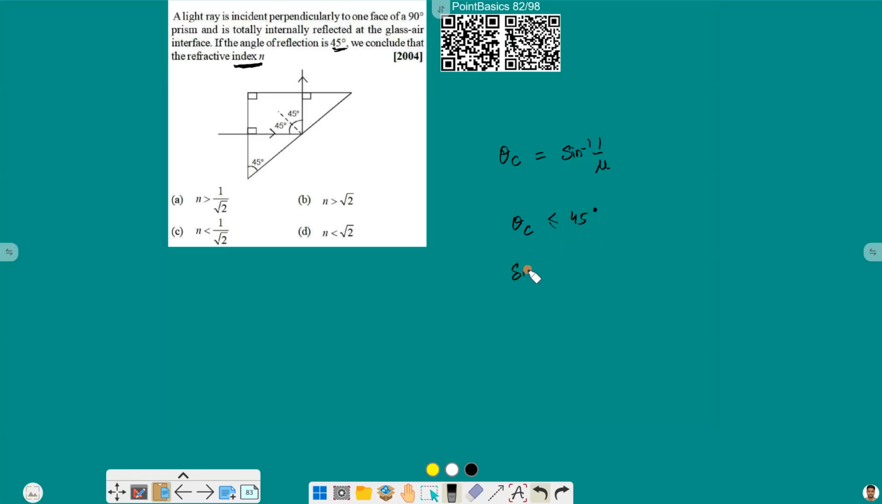So if we take sine of theta c, then it should be less than or equal to sine of 45. Now sine of theta c is equal to 1 by mu. From this relation, sine of theta c, 1 by mu, is less than or equal to sine of 45, that is 1 by root 2, and from this mu will be greater than or equal to root 2. So that is option B for us. So option B is the right one here.